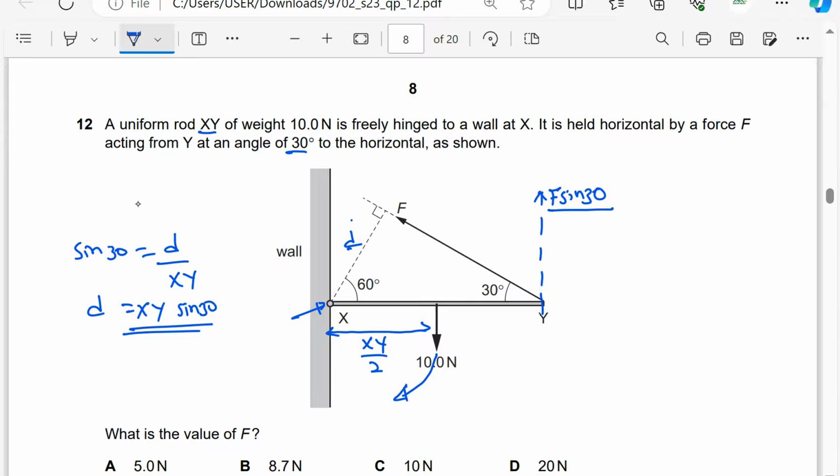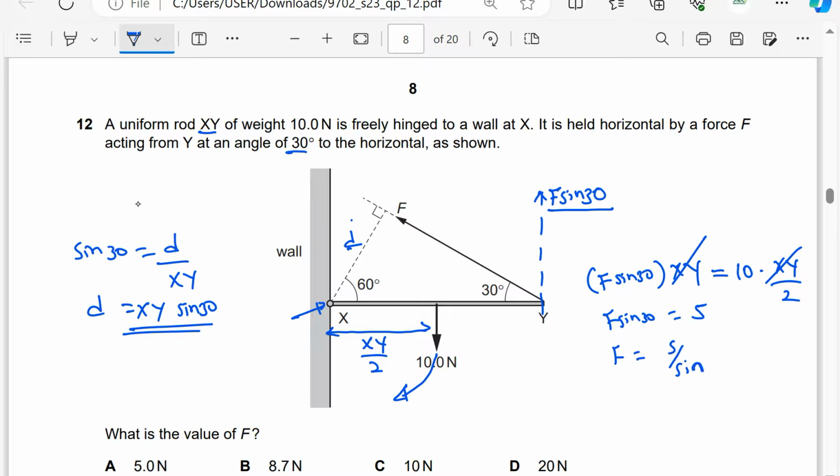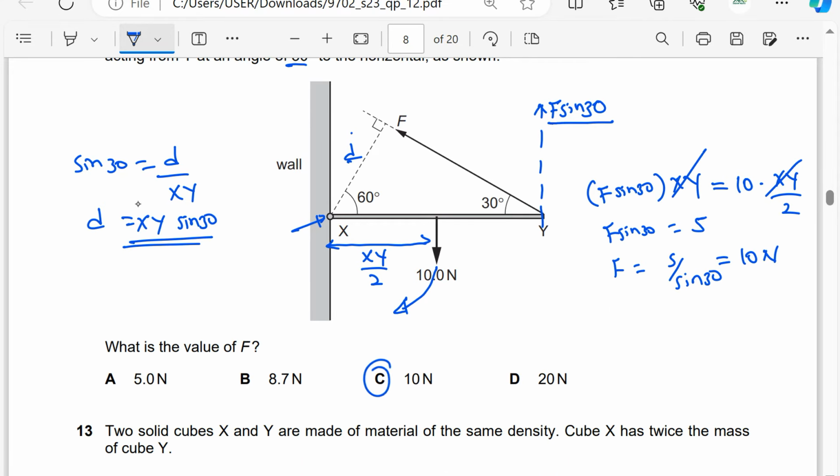So what is the value of F? Clockwise moments will be F sine of 30 times the perpendicular distance, which is XY, which should be equal to 10 times the perpendicular distance, which is XY divided by 2. So XY cancels out, and I have that F sine of 30 is equal to 5. So F is equal to 5 divided by sine of 30, which is equal to 10 newtons. So the answer here is going to be C.